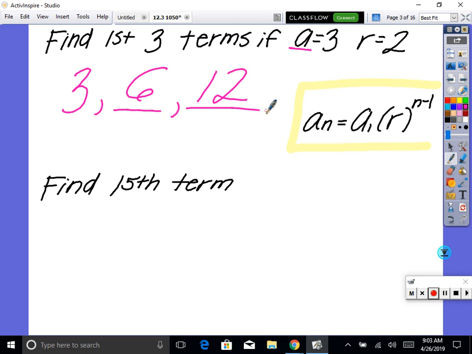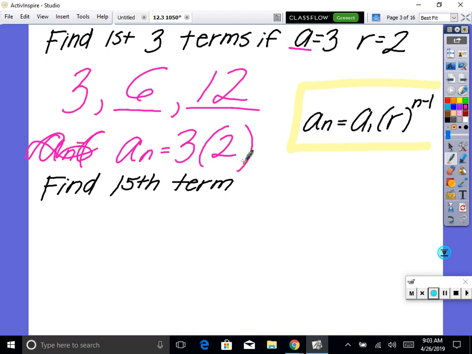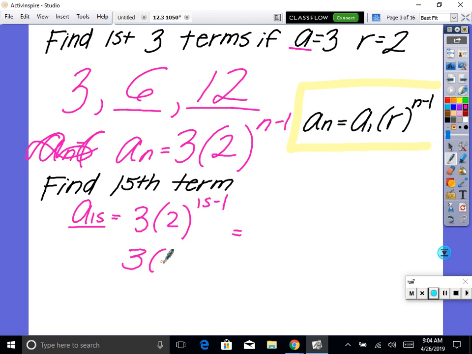Okay, so now it says find the 15th term. You're not going to write it out 15 times. Instead, you're going to create a general formula. a sub n is equal to a sub 1, which was 3, times 2, raised to the n minus 1. So then now we'll plug in 15. A sub 15, the 15th term, is going to be 3 times 2 raised to the 15 minus 1. Ready? Calculate. That's the same thing as 3 times 2 to the 14.